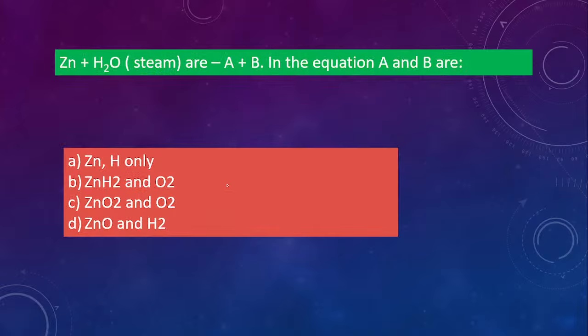Okay, let's do the next one. Zinc plus water, and here it is steam. Hot steam is being used, and it is producing two compounds, A and B. What are the products being formed when zinc reacts with steam? Will it form zinc and hydrogen, or zinc hydride and oxygen, or zinc oxide and oxygen, or zinc oxide and hydrogen? What will be formed?